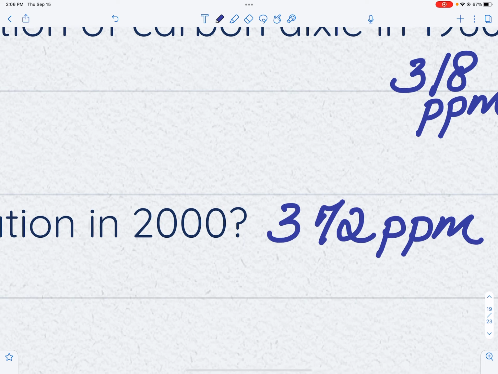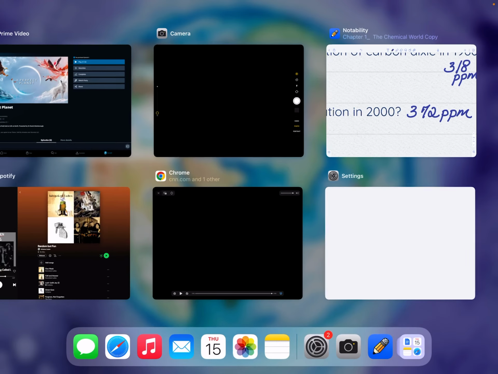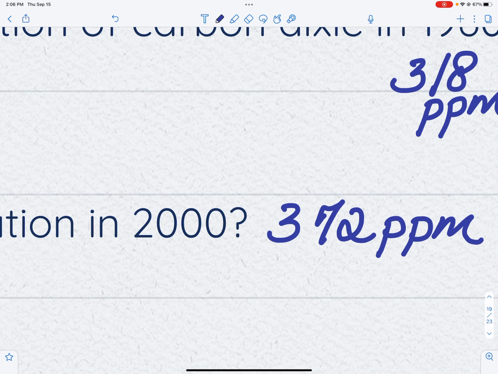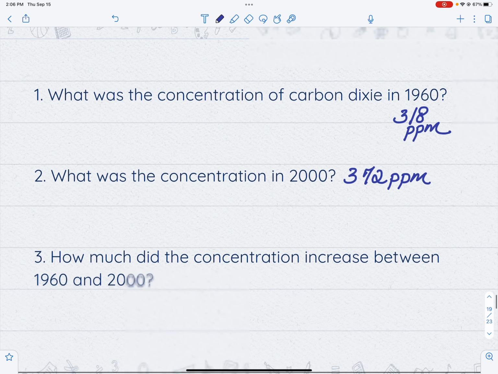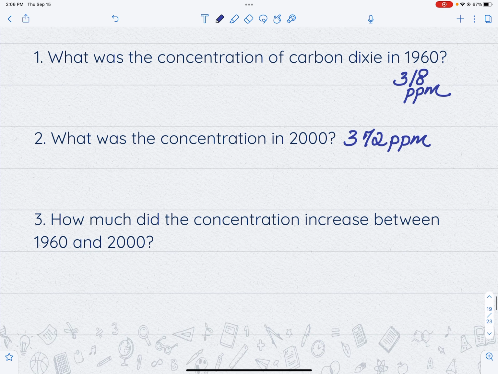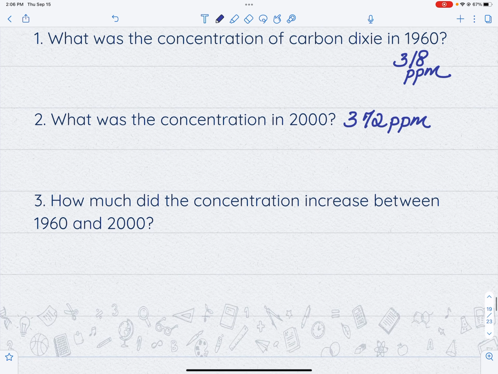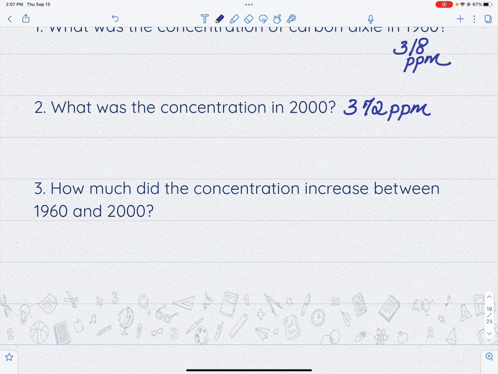Now, if you didn't exactly say 372, if you said something a little bit off, that's perfectly fine because we're doing our best at reading this graph. How much did the concentration increase between 1960 and 2000? So I'm subtracting those two numbers, and so I get 54.